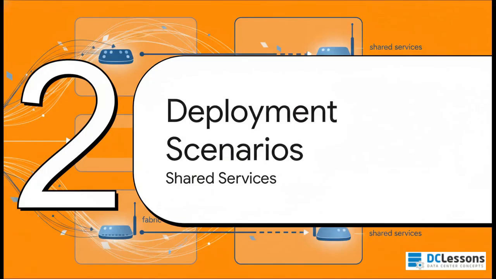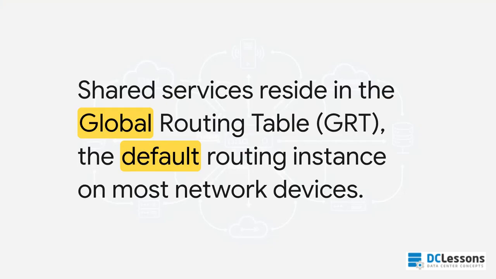Okay, so how does this look in the real world? When you actually go to deploy one, there are basically two main ways to do it. And it really just comes down to where your shared services are located in your network. All right, let's start with scenario number one. This is by far the most common setup. It's where all your shared services, your DNS, your DHCP servers, just live in the network's main routing table, the global routing table. This is the default on pretty much any network device you'll touch.